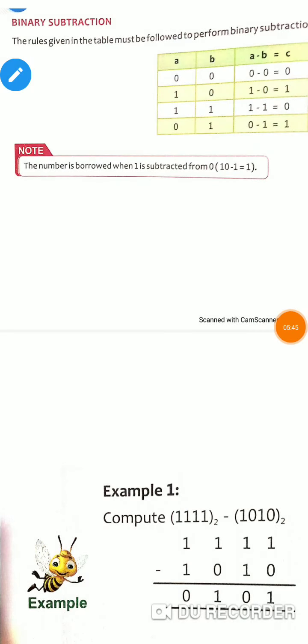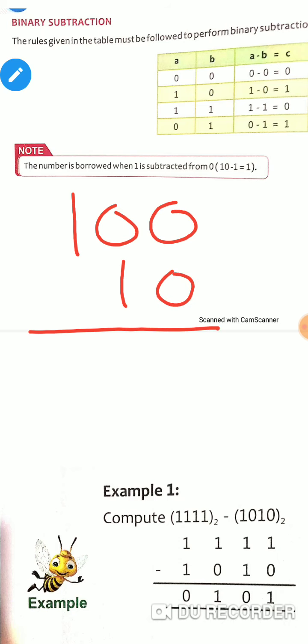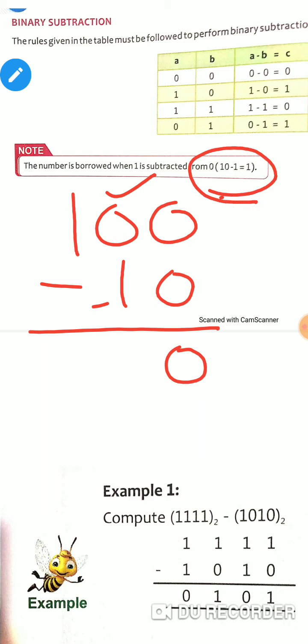Let us take one more example. Suppose the number is 100 and we want to subtract 10 from this number. Okay, so 0 minus 0 becomes 0, and now 0 minus 1, as I told you, since the first 0 is smaller than 1, we have to borrow from the left hand side digit. So it becomes 10, 10 minus 1 becomes 1, and here it becomes 0. So the answer is 10.